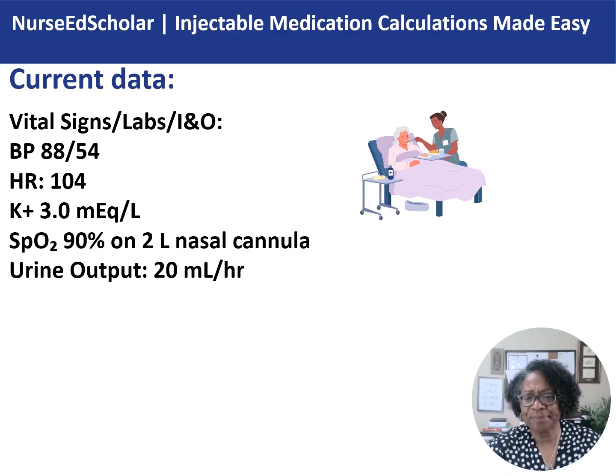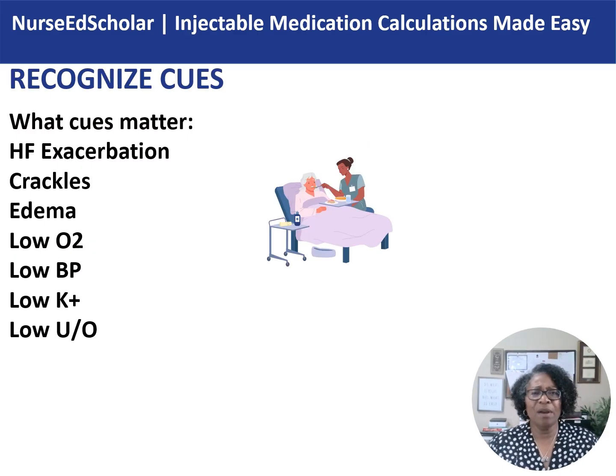Right. So what are you thinking? All right. So the patient has an exacerbation of their heart failure. You've listened, you've auscultated those lungs, they have crackles. She has 2+ edema. Her O2 sat is low, the blood pressure is low, the potassium is low, the urine output is low. So you're like, I got that.